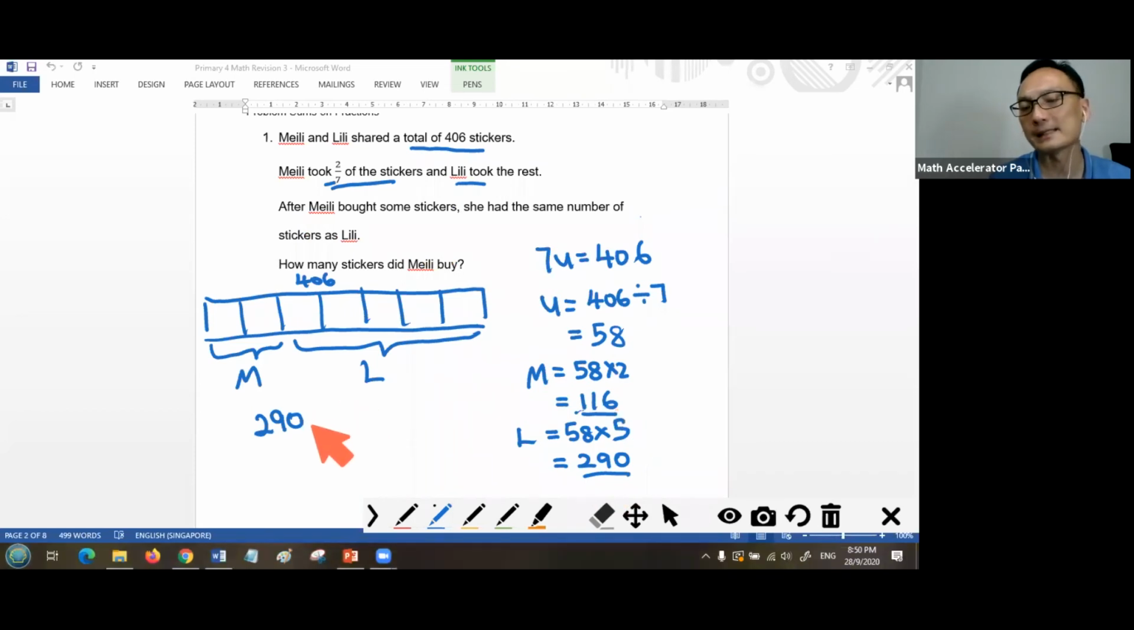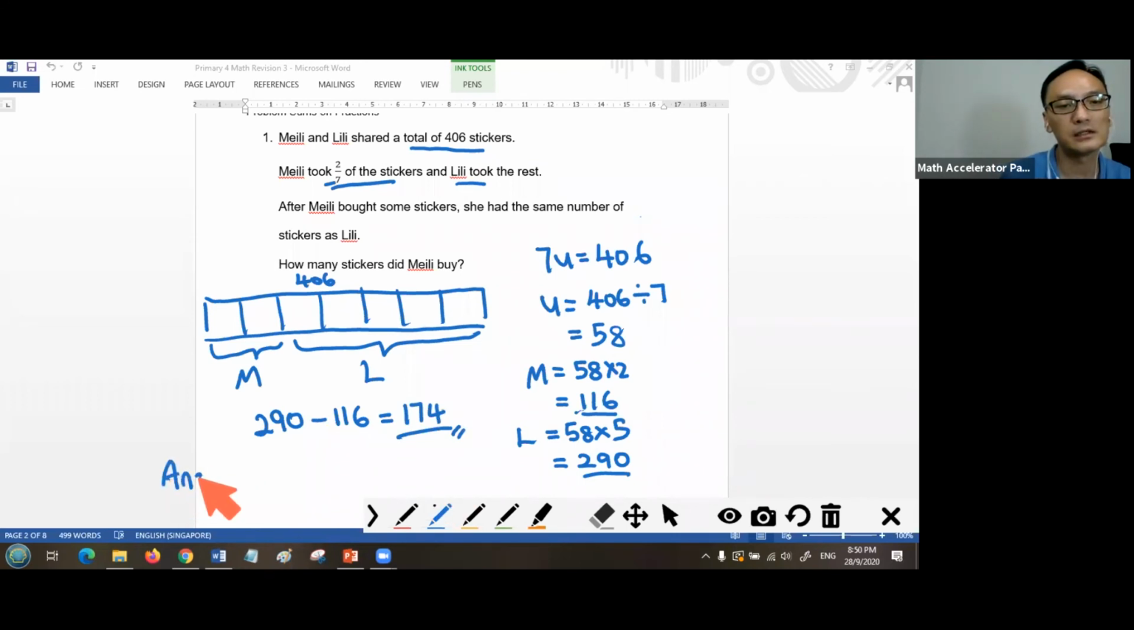So add or minus? Plus or minus? I want to check from you. Minus, right? Thank you, everybody. So good job for paying attention. So we take 290 minus 116, and she will have 174. So 174 is the answer to this question.